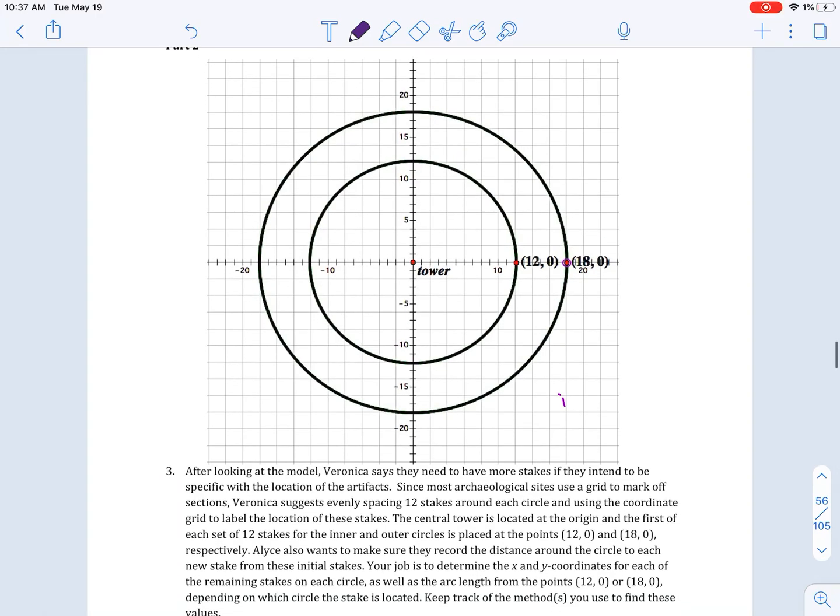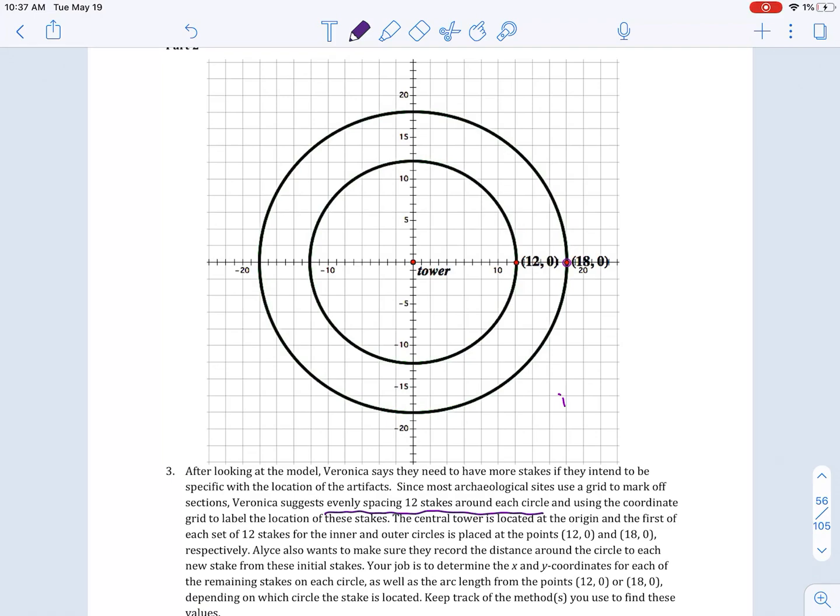Number 3, after looking at the model, Veronica says they got to have more stakes if they intend to be specific with the location of the artifacts. Since most archaeological sites use a grid to mark off sections, Veronica suggests evenly spacing 12 stakes around each circle and using coordinate grid to label the location of the stakes. The central tower is located at the origin, and the first of each set of 12 stakes for the inner circle and the outer circle is placed at 12,0 and 18,0 respectively.